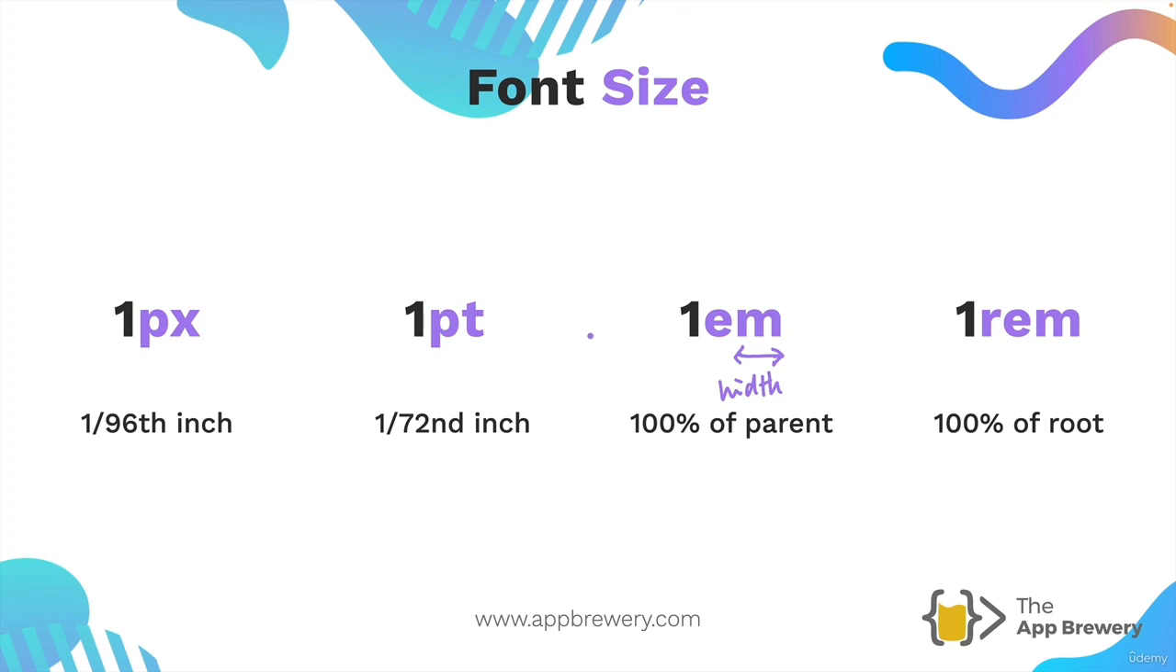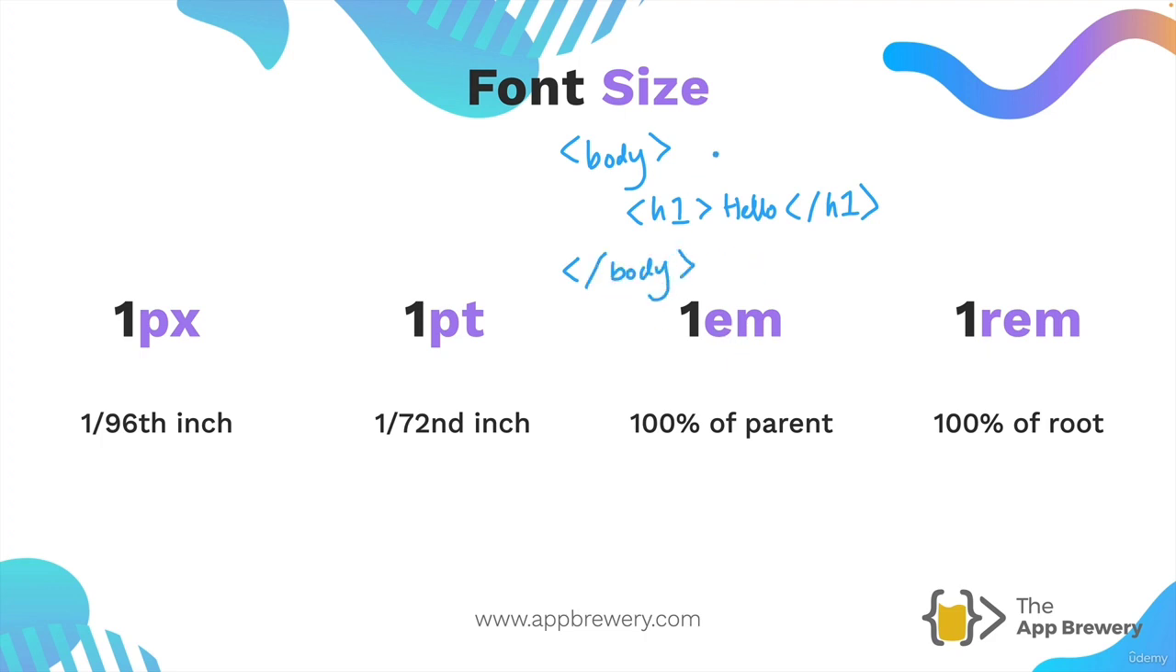Well, what it means is that when you set an H1 to have a font size of 1 EM, your CSS code would look something like this. It means that if it had a parent, for example, if we had a body tag that enclosed this H1 tag, and this body had a font size of, say, 20 pixels, then this H1, if we set it to 1 EM, means it's going to be 100% of the parent size. So it's going to be 20 pixels.